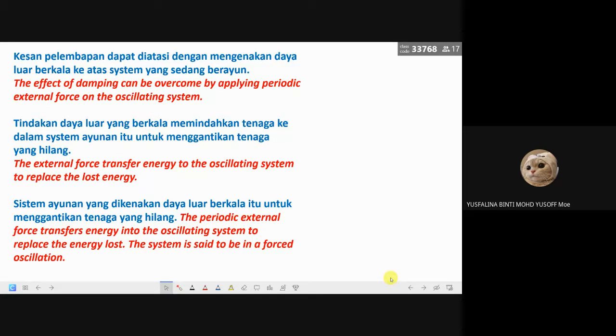So the periodic external force transfers energy into the oscillating system to replace the energy loss. The system is said to be in forced oscillation. Every time you give a force to the system, it will keep oscillating. At that time we say the system is in forced oscillation, because you keep giving the force to the oscillation, so it will keep oscillating.